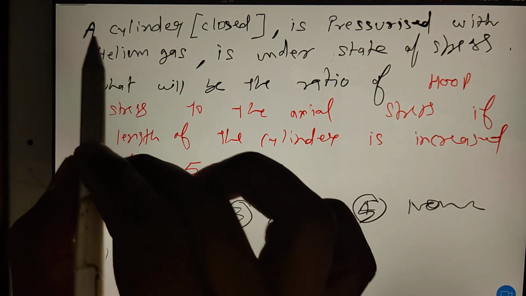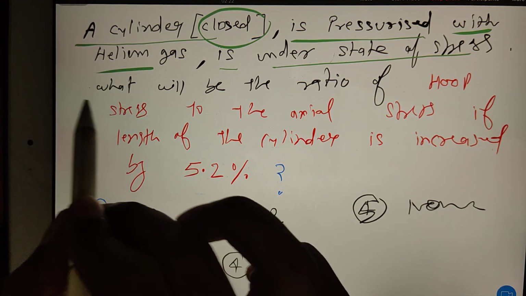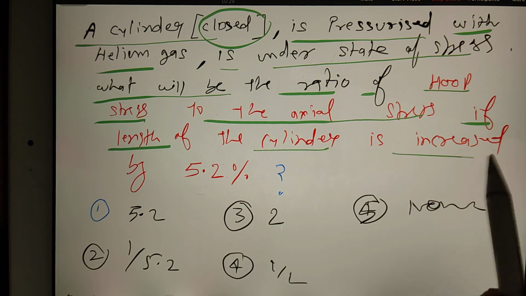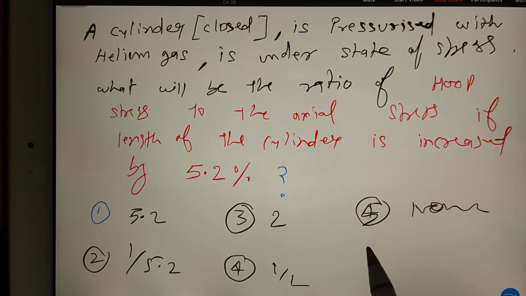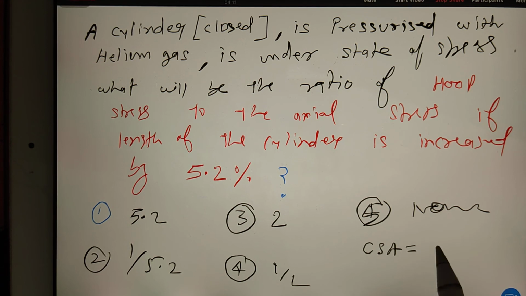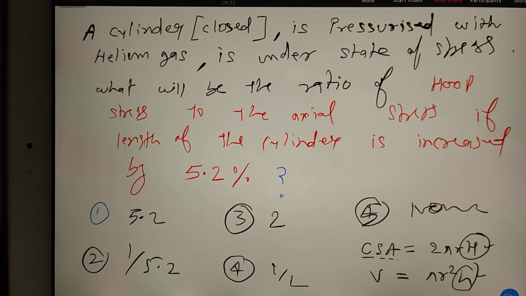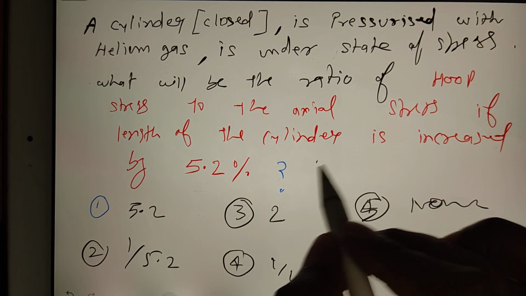Now go ahead, take this question. I will read the question again. A closed cylinder is pressurized with helium gas and is under a state of stress. What will be the ratio of hoop stress to axial stress if the length of the cylinder is increased by 5.2%? Do it fast. A few things you should take care of: your CSA is always 2 pi r h, and your volume is pi r square h. CSA means curved surface area. Here h is nothing but the length of the cylinder, or you can say the height of the cylinder; they are the same thing. To avoid confusion, consider there is no change in thickness and no change in diameter.